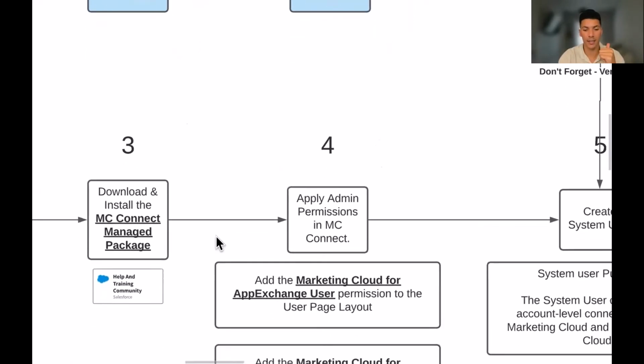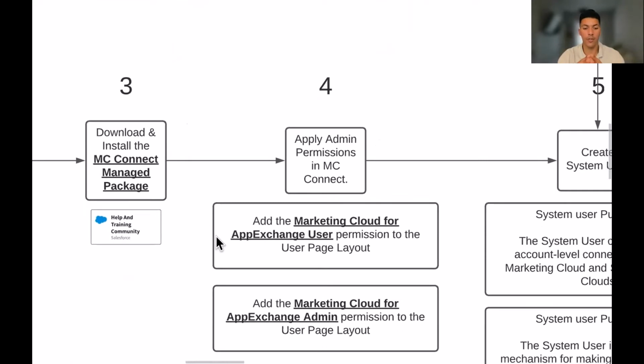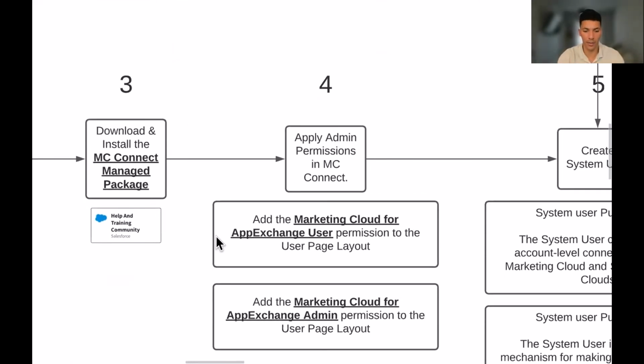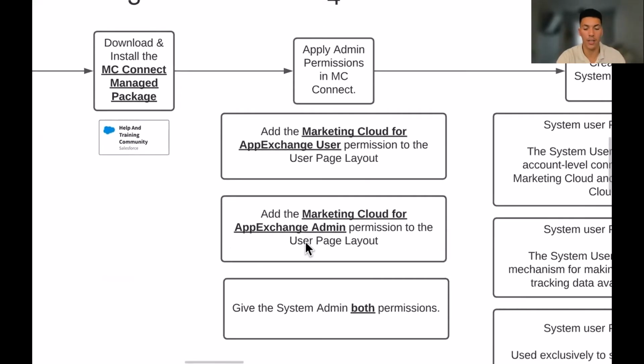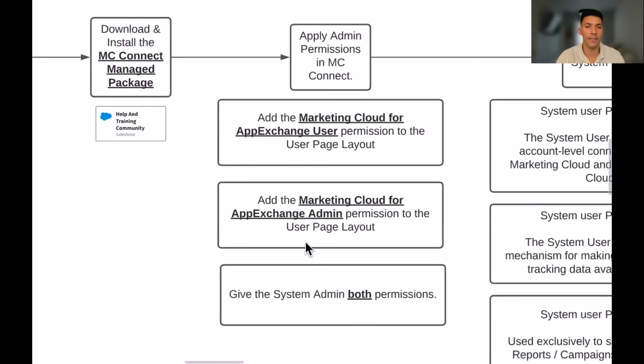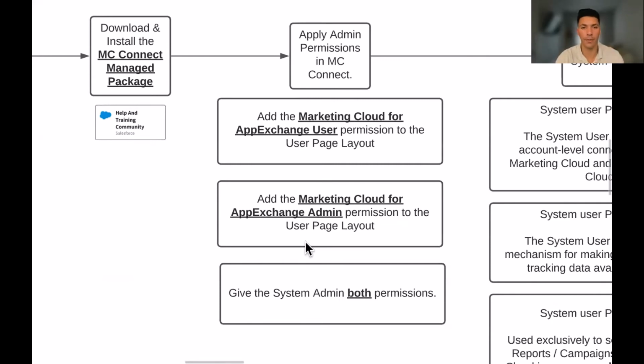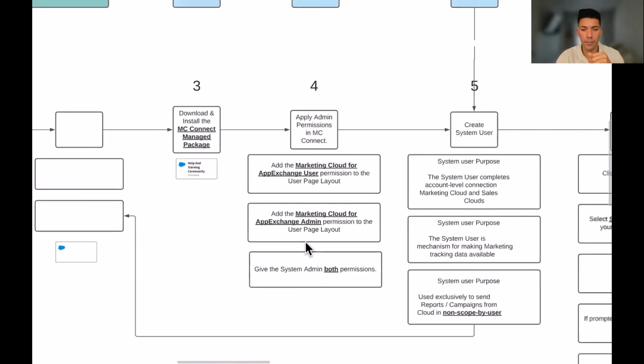The next thing that's done in Salesforce, step 4, is you need to make sure you apply your admin permissions in Marketing Cloud Connect. With that managed package comes all types of different tabs, permissions, Visualforce pages, and a ton of different items. And with that, you need to add the Marketing Cloud for App Exchange user permission and admin permission to the user page layout, and then give the system admin or your system user both of those permissions. So that's done in Salesforce.